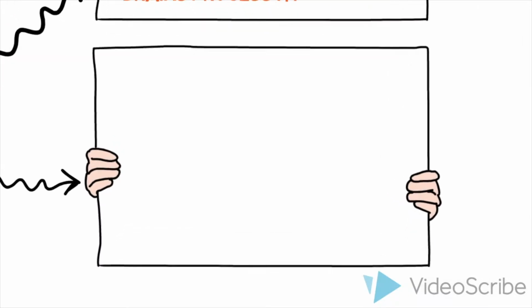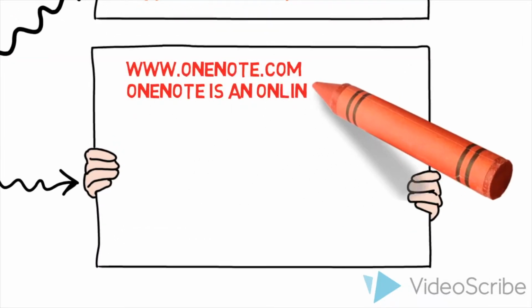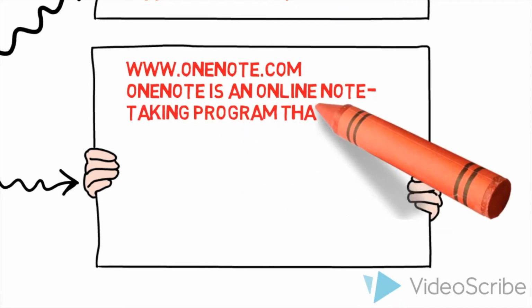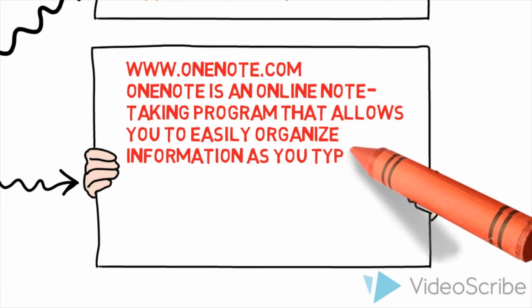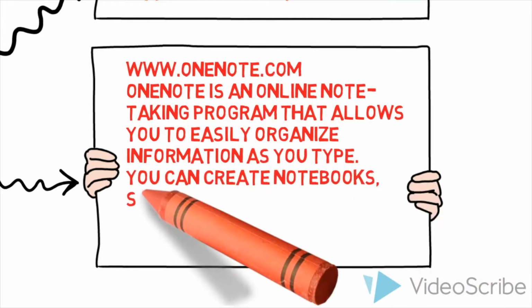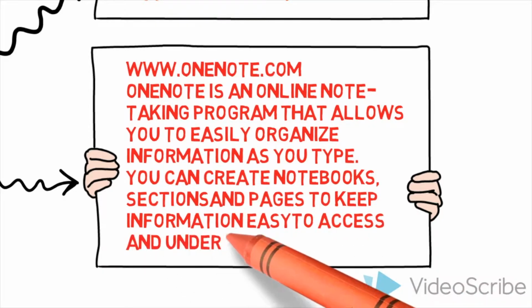My second tool is OneNote. OneNote is an online note-taking program that allows you to easily organize information as you type. You can create notebooks, sections, and pages to keep information easy to access and understand.